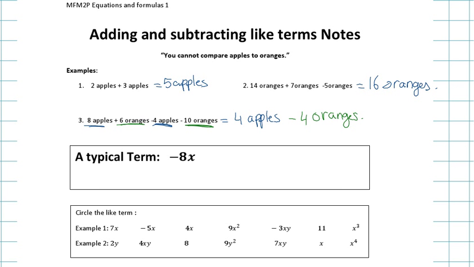So, a typical term would have the following. So this negative 8x is a typical term. So this is called a term. It has 2 things. You have the number and you have the variable. Okay? So this number is called a coefficient. And the x is called a variable.